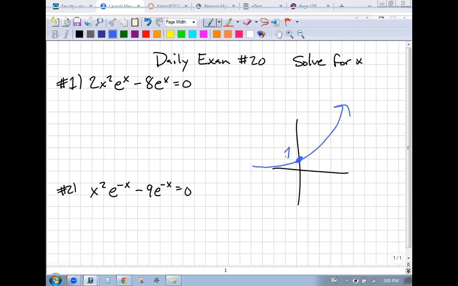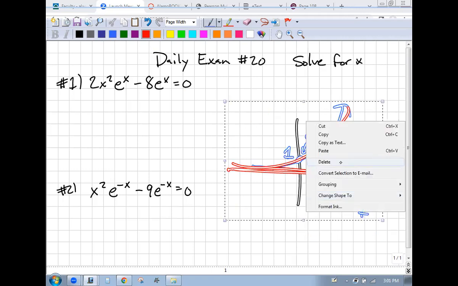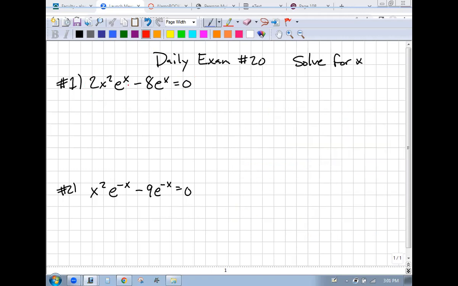It goes through 1, because anything to the 0 power is 1. So that's 0, 1. You see that they never cross this line. They're never equal to 0. They're always positive. So if you want to solve something like this, and you notice this showing up, you want to pull that e to the x out.